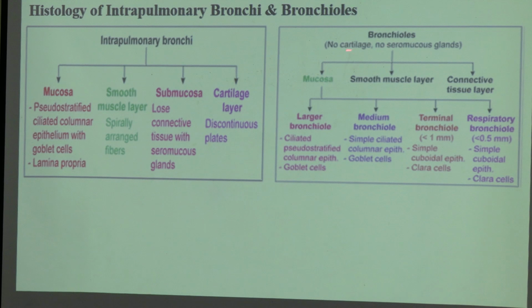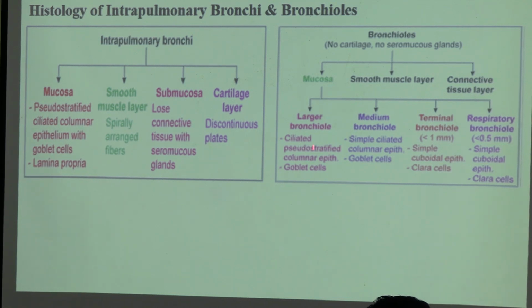Next, in case of bronchioles, you can see no cartilage, no seromucous gland. So when you see a bronchiole, what do you have to identify? First, you have to identify whether cartilages are present or not, and then you have to see in the submucosa whether seromucous glands are present or not. These are the most important striking features. From there, you can identify whether it is bronchus or bronchiole.